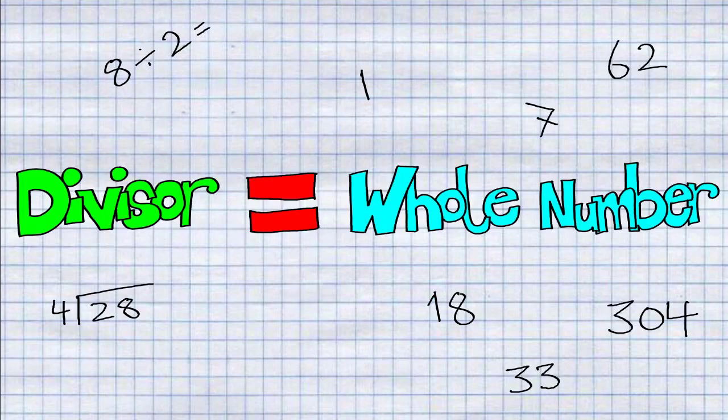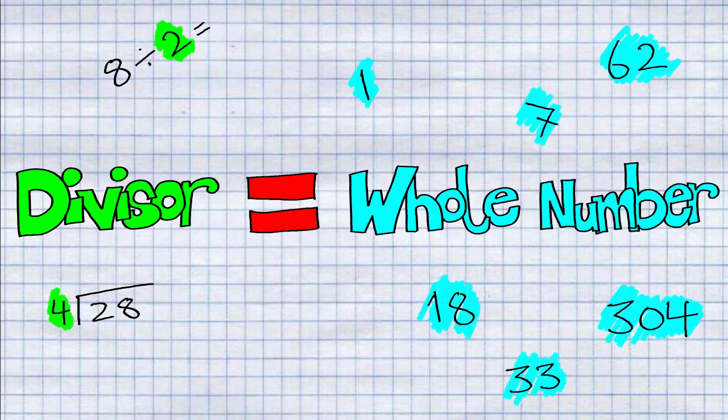The first thing you always have to remember when dividing decimals by decimals is that you have to make the divisor a whole number. So what is the divisor? Well, a divisor is the number that you're dividing by. So for example, up here, 8 divided by 2, the divisor is 2. Down here, 4 into 28, the divisor is 4. And we should all know what whole numbers are. They are any number that does not contain a fraction or a decimal. Good.